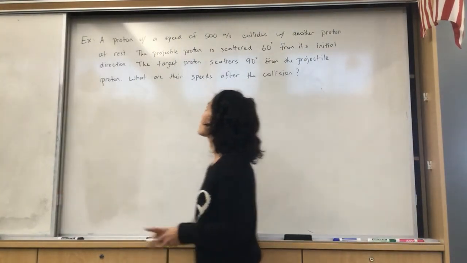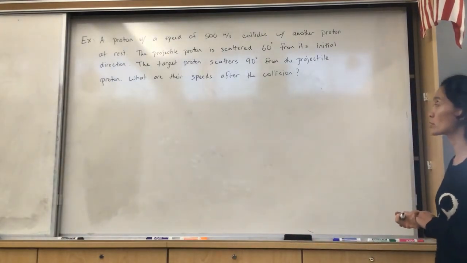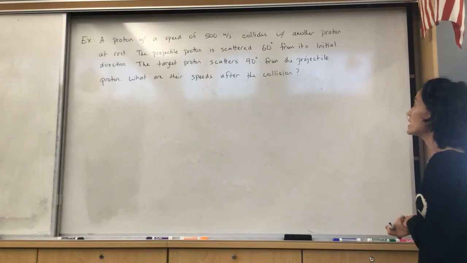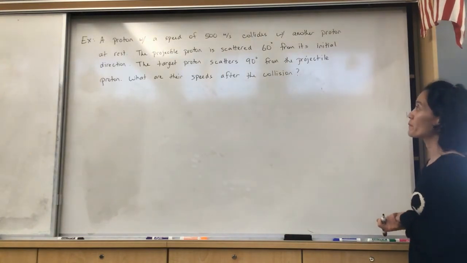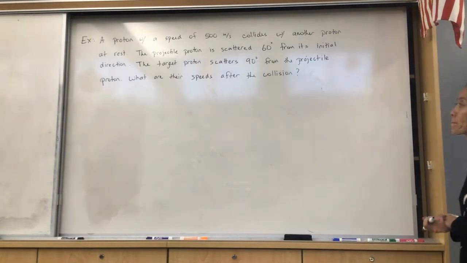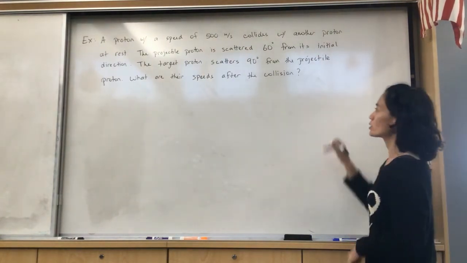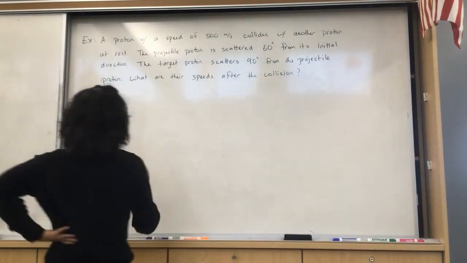So in this one, it says a proton with a speed of 500 meters per second collides with another proton at rest. The projectile proton is scattered 60 degrees from its initial direction. The target proton scatters 90 degrees from the projectile. What are their speeds after collision? So there's a lot of protons. So, kind of a before and after picture.